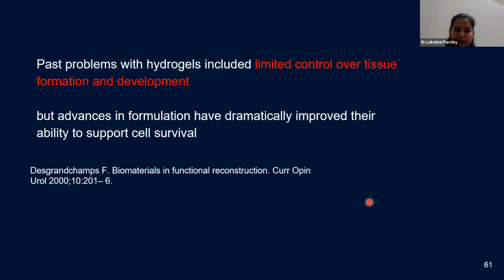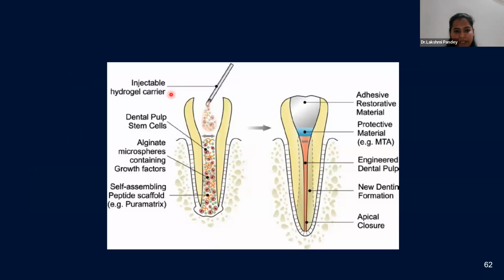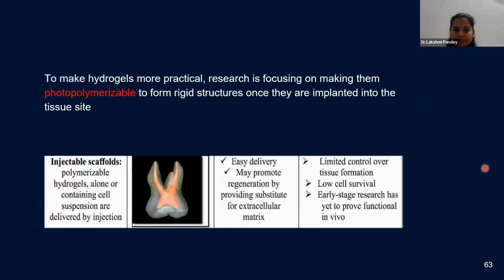Past problems with hydrogels included limited control over tissue formation and development. A lot of studies did not prove that actual regeneration happened, but advances in formulation have dramatically improved this and supported cell viability. You can see the injectable hydrogel carrier is placed, with dental pulp stem cells and alginate microspheres containing growth factors inside. Then you place it, root formation occurred, with an empty barrier and restorative material.